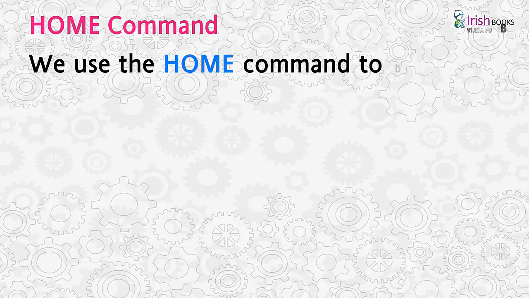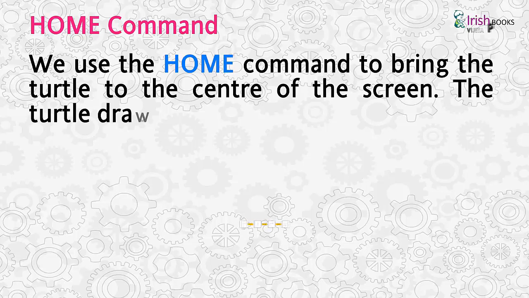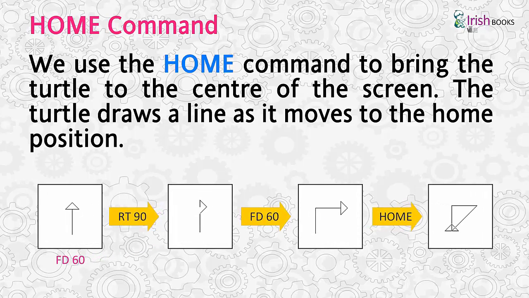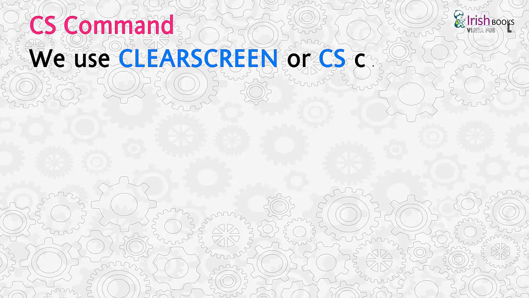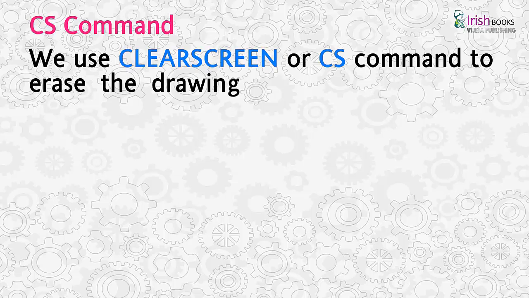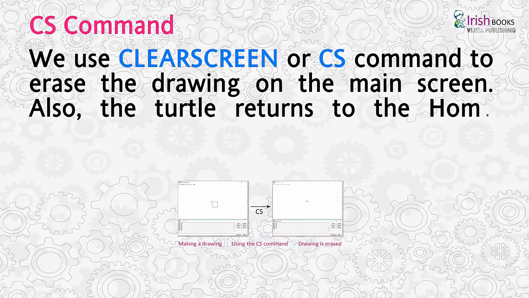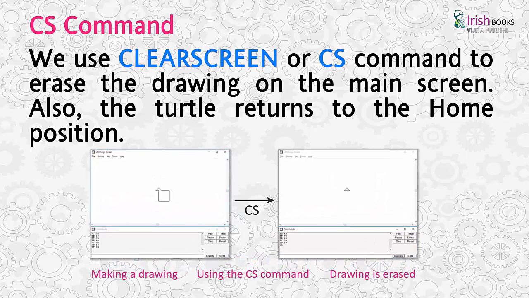Home command. We use the home command to bring the turtle to the center of the screen. The turtle draws a line as it moves to the home position. CS command. We use clear screen or CS command to erase the drawing on the main screen. Also, the turtle returns to the home position.